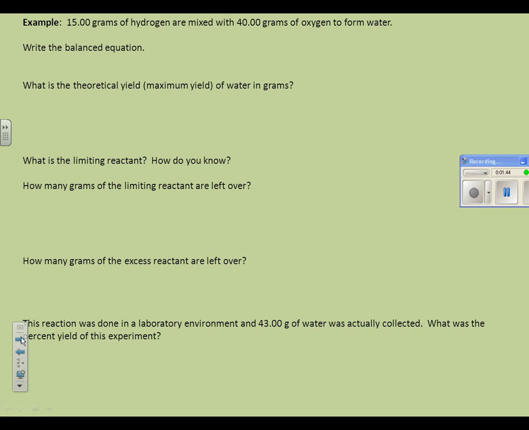So number 1, 15 grams of hydrogen mixed with 40 grams of oxygen to form water. This is a reaction you should know by now. It's 2H2 plus O2 yields 2H2O. So what is the theoretical yield? Well, the first thing it gives us is 15 grams of hydrogen. So we're going to start with 15 grams of H2, and we're going to find the yield of water. So we're going from H2 to H2O.